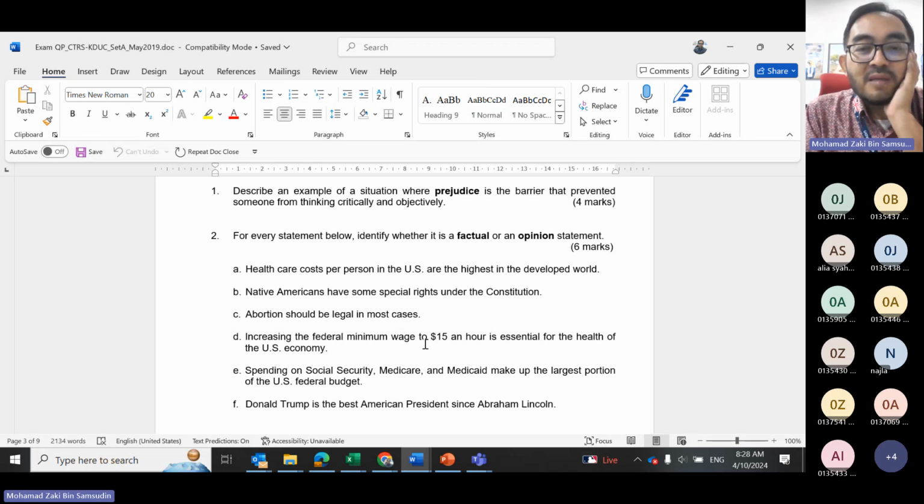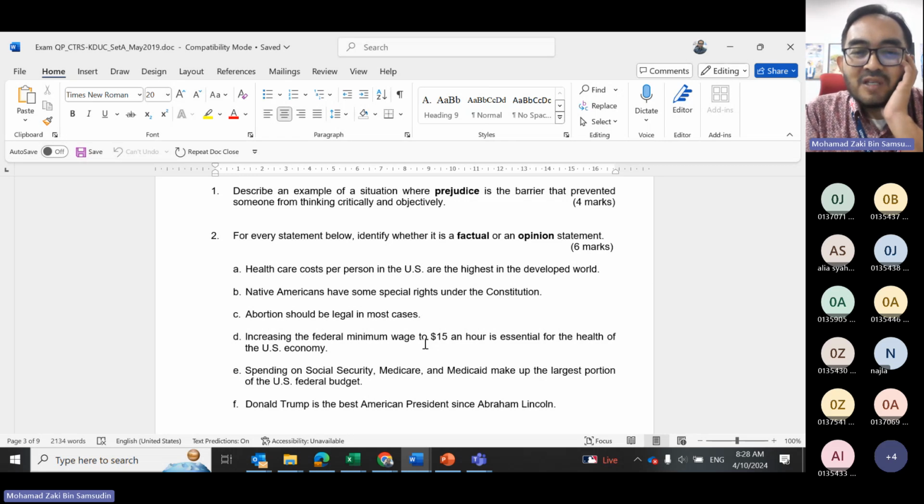So factual and opinion statement. So bagaimana kita nak bezakan? Basically, when it comes to questions of this type, although sometimes we can argue both cases, when it comes to exam questions like this, this is a forced choice answer. You have to choose either factual or opinion.